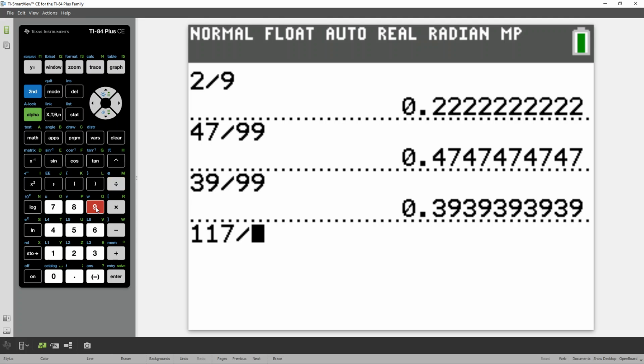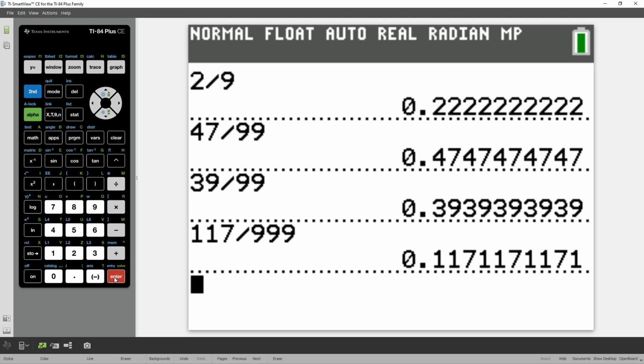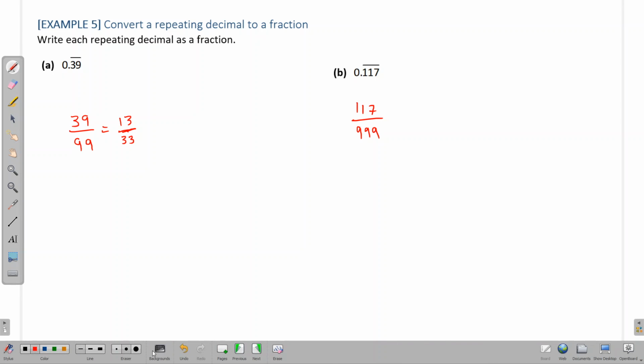117 divided by 999, and you get that exact thing repeating. So real easy, nice trick. Okay, let's try, I think we have maybe 3 more.